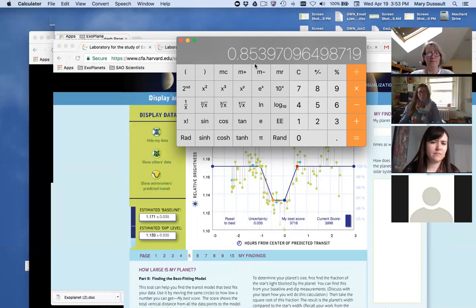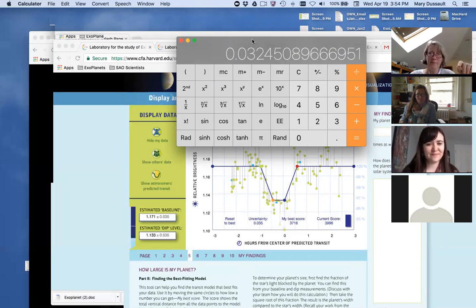That doesn't look right. Sorry. 0.038 divided by 1.171. There we are. That looks better. So it's a 3% dip.